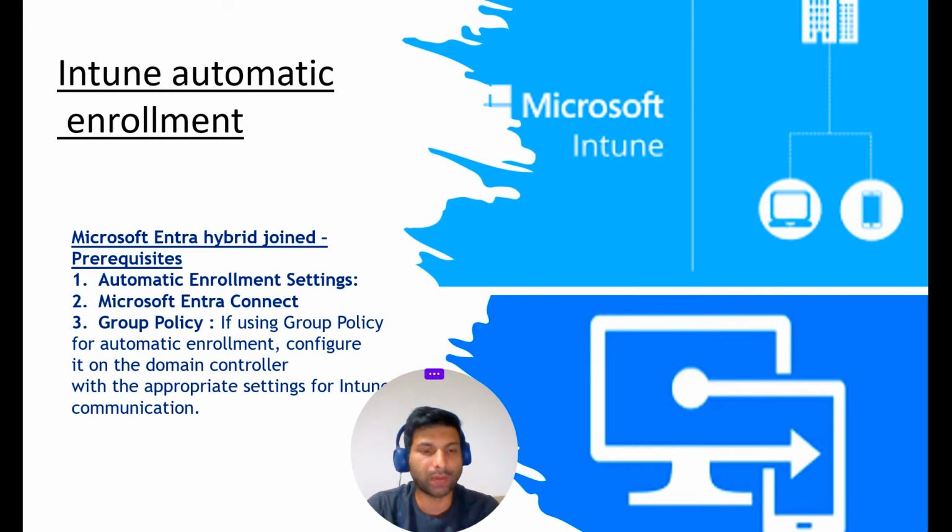The first thing, we should enable automatic enrollment settings. I have already done that in my previous video, but I will show it again in this video. The second thing, we should have Microsoft Entra Connect, in other words, Microsoft Azure AD Connect. Azure AD Connect sync must be configured to synchronize devices, not just users. And the third thing, we require the group policy. We have to set up the group policy on the domain controller with appropriate settings for Intune communication. We will do it practically right now and check it out.